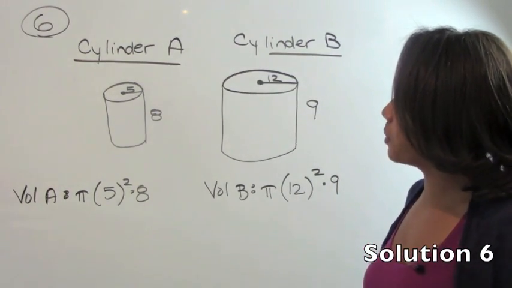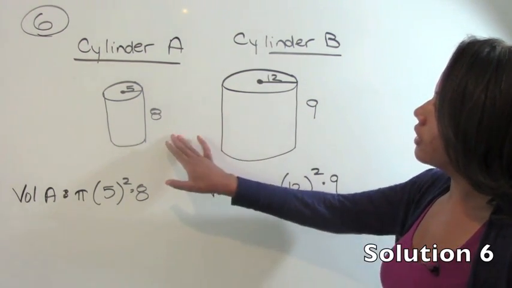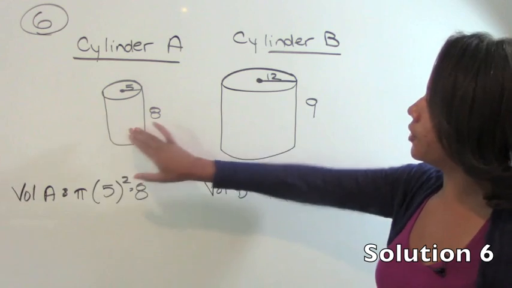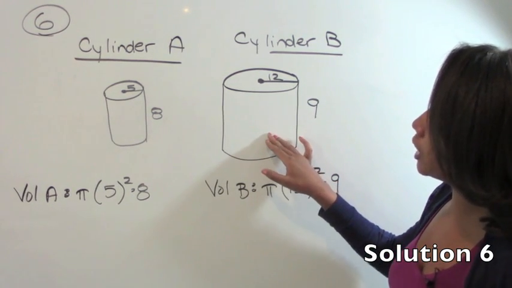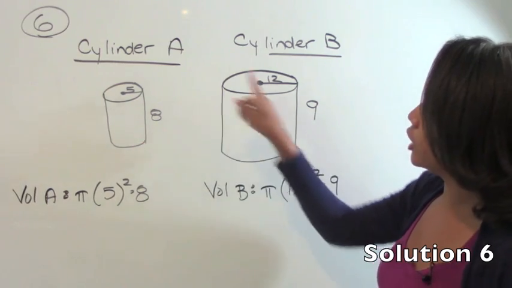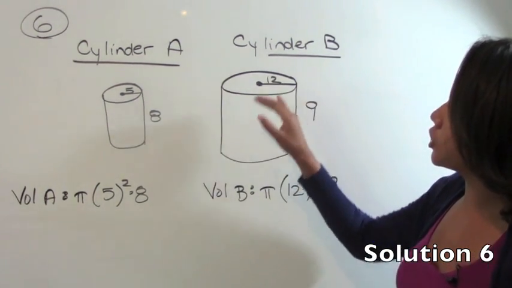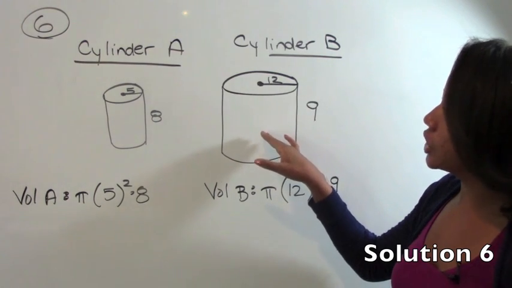Number 6. For number 6, we're given 2 cylinders, and we're told the dimensions of the 2 cylinders. The first cylinder A is completely full, and cylinder B starts out empty. We're told that half of the liquid from cylinder A is poured into cylinder B, and we're asked at that point what fractional part of cylinder B is full.